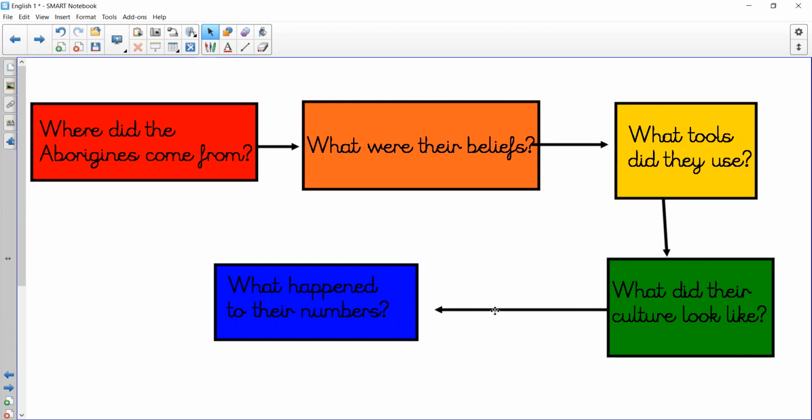Well, we know about the colonisation, and we've written about it in this non-chronological report as well. So I can sort of refer back to that paragraph and say, you know, because of colonisation from the Europeans of the East Coast, the numbers declined, is one of my wow words that I've used as well, wasn't it? So now I'm going to have a go at writing this paragraph.